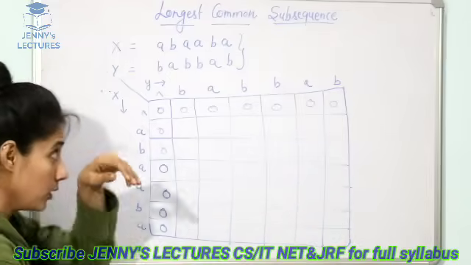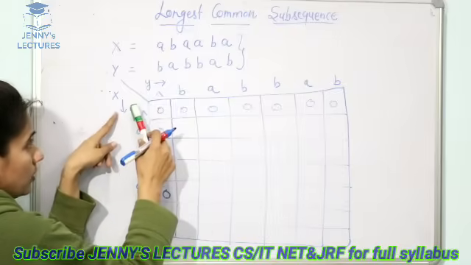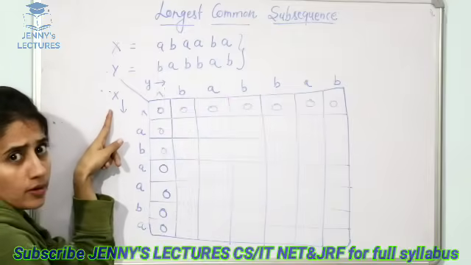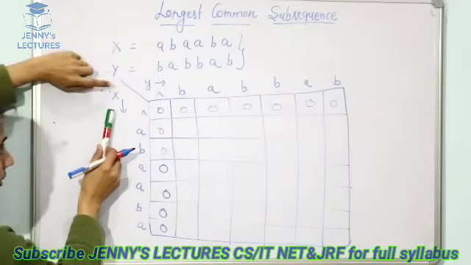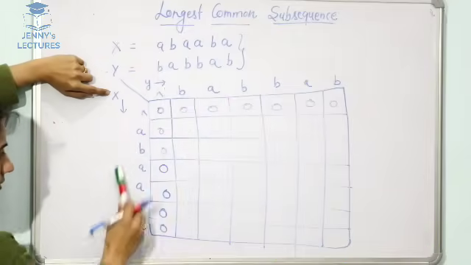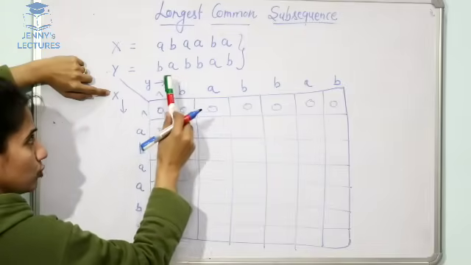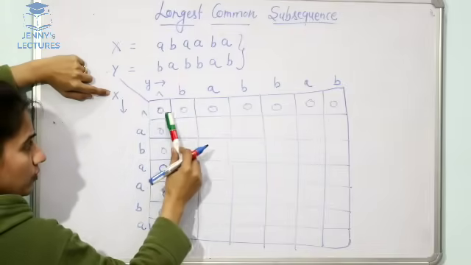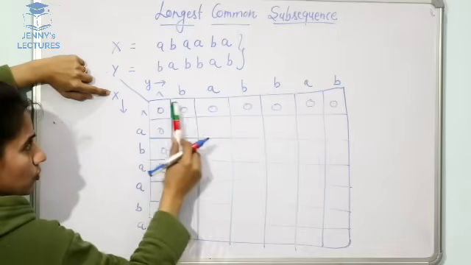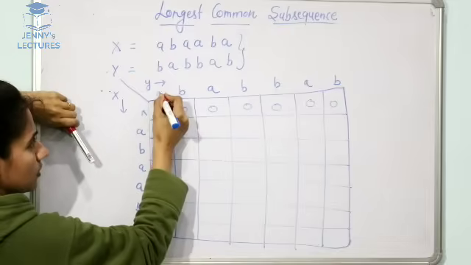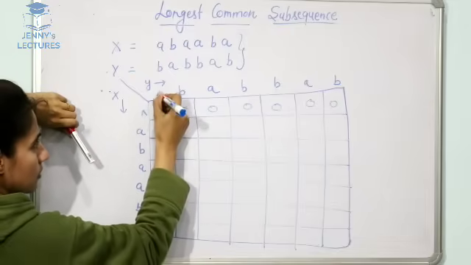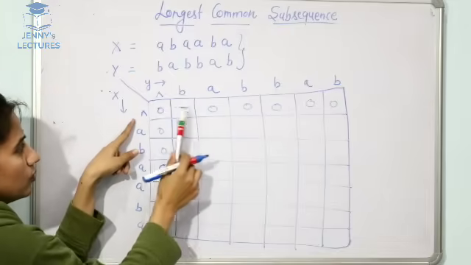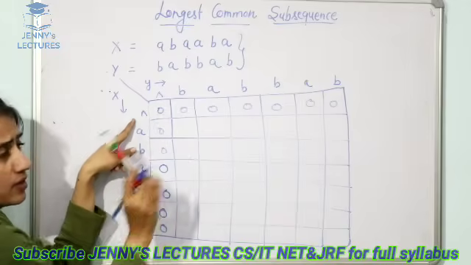To one side we will write X and on the other side we will write Y. In this example I have written the X string at this side and the Y string this side. You can also write X this side and Y this side. The first row and first column would be 0 and 0, that is, I denoted with this mark that nothing is there, or you can say phi and phi.